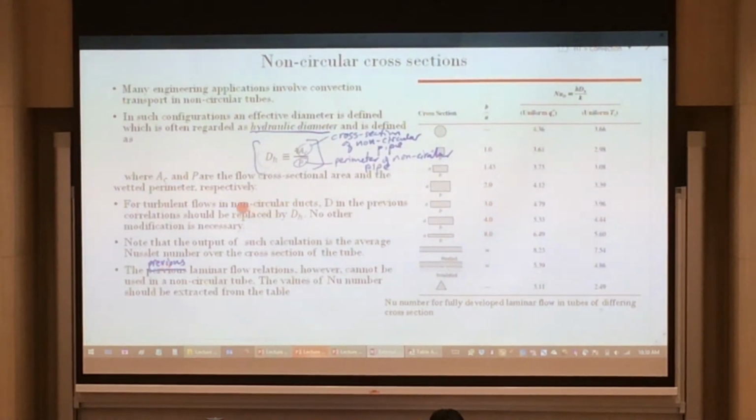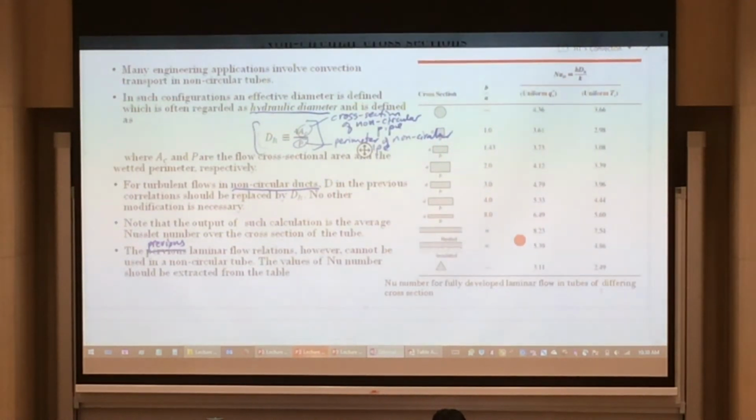So it's important to note that if your question is about a non-circular duct, please calculate your hydraulic diameters instead of using one of your value like the length or the breadth. So use your hydraulic diameter. The dimensions A and B normally will be given.